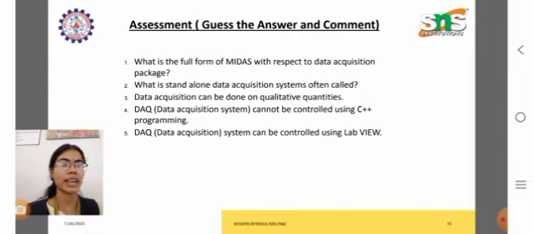Assessment. Guess the answer. What is the full form of MIDAS with respect to data acquisition package? What is a stand-alone data acquisition system often called? Data acquisition can be done on quantitative quantities. DAQ cannot be controlled using C++ programming. DAQ system can be controlled using LabVIEW.